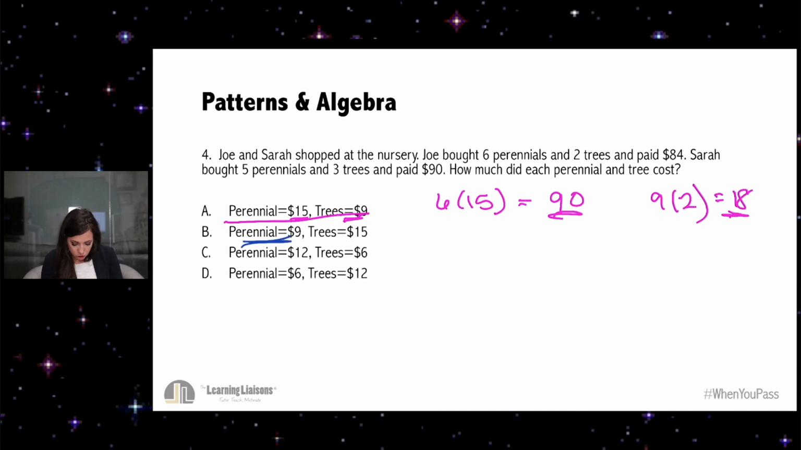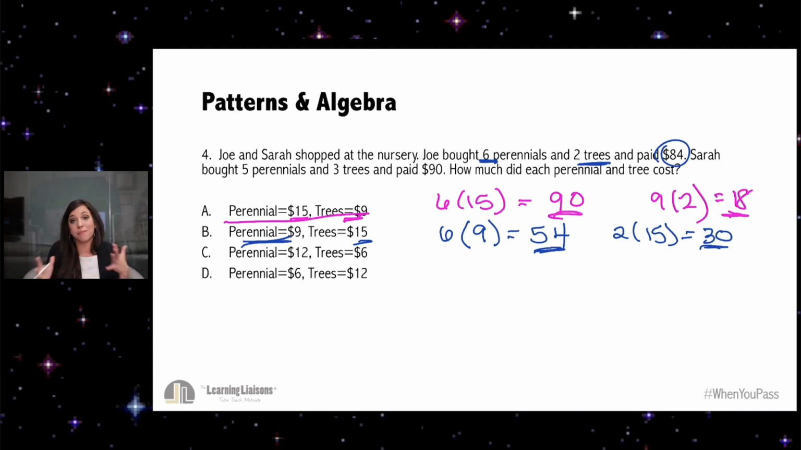Perennial is 9. So 6, because Joe bought 6 perennials, 6 times 9 equals 54. And 2 trees cost $15. 2 times 15 equals 30. 30 plus 54 is 84. But I'm not done. Now I have to see if those prices also match Sarah's equation.